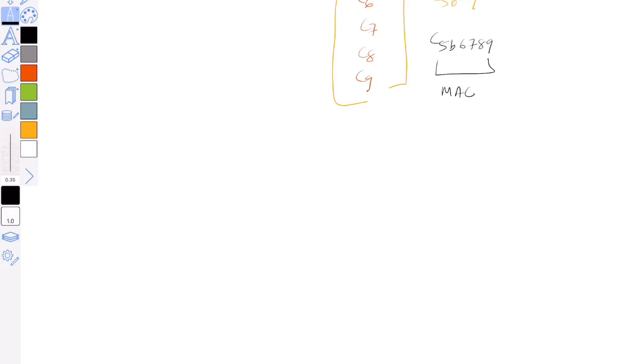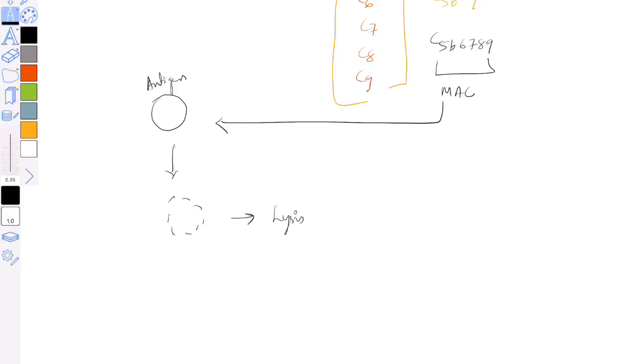So what do you have? You have your antigen. Now the complement system has given MAC. MAC is membrane attack complex. So it's going to convert the antigen into something like this. It's going to split or break the membrane, and finally this MAC is going to help in lysis. So this is basically the complement system.